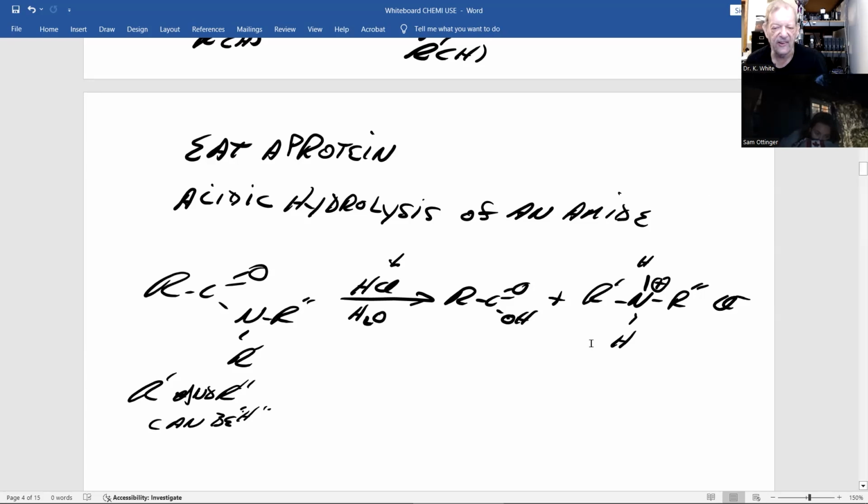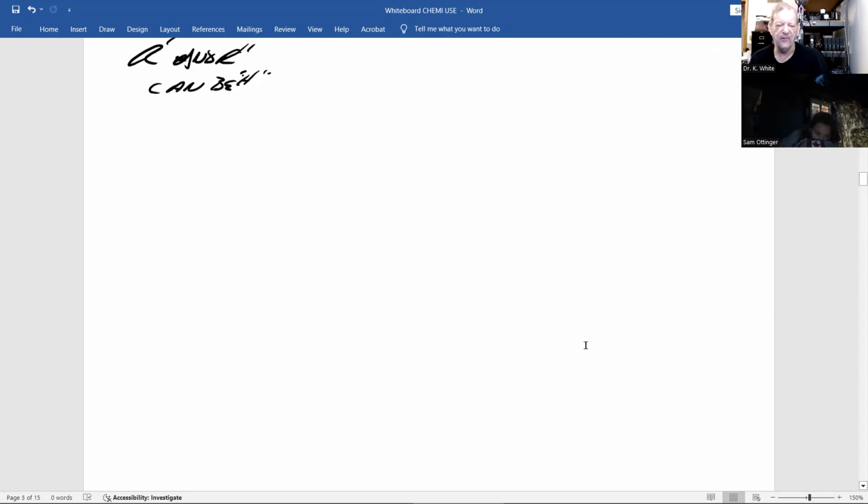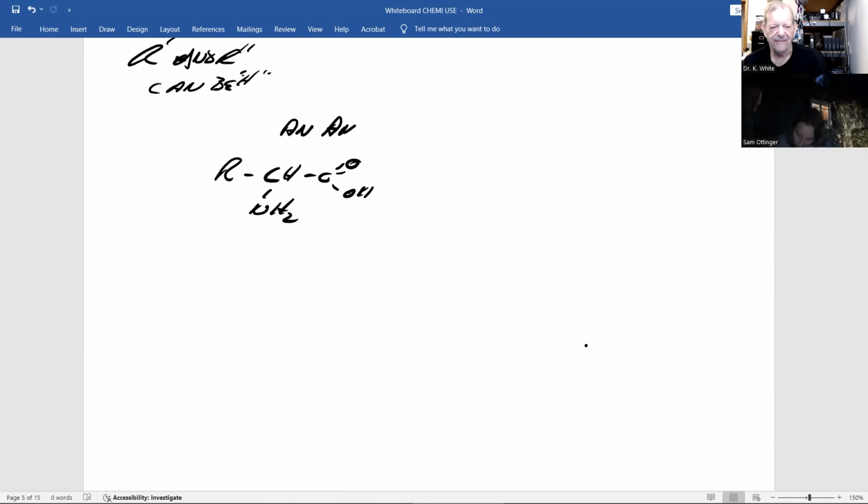Now, the other thing I taught you new about proteins and amino acids: amino acid is short for amino carboxylic acid, and they all have this structure. And the carbon bonded to the carbonyl carbon, the alpha carbon, is bonded to the nitrogen.